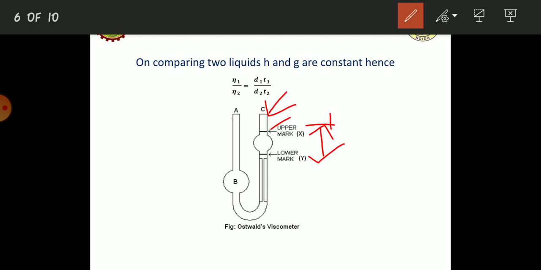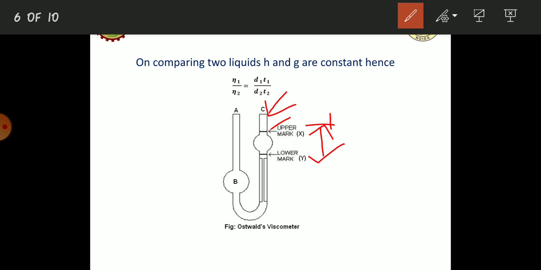After taking these readings for water, remove the liquid, and clean and dry the viscometer again. After that, repeat the experiment by taking the same volume of the other liquid. In this experiment we are going to take ethanol. Take the given liquid, note down the time T2 for its flow from X to Y, and take 3 concordant readings.